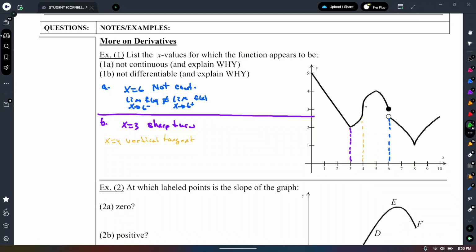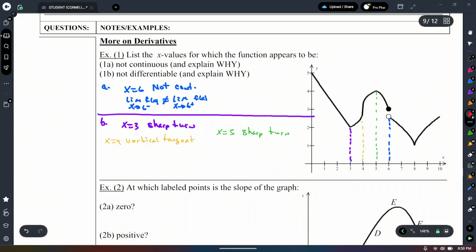Following our way through, it looks like here at x equals 5, we have another sharp point, or a sharp turn. Working our way through, finally, we've got our x equals 6. That's also non-differentiable. It's because it's not continuous. So x equals 6, not continuous.